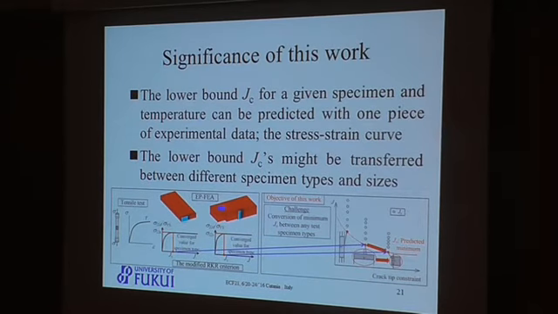The success in the current work indicates that the lower bound JC for a given specimen and temperature can be predicted with one experimental data. That is, a stress-strain relationship. If so, the lower bound JCs might be transferred between different specimen types and thicknesses. And this result will be presented in another work at this conference.